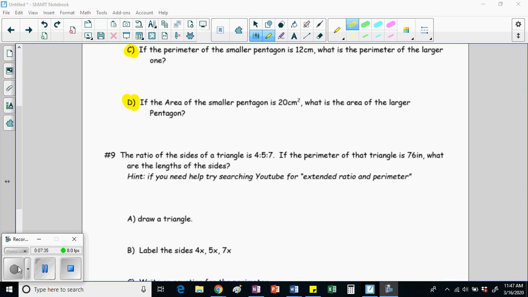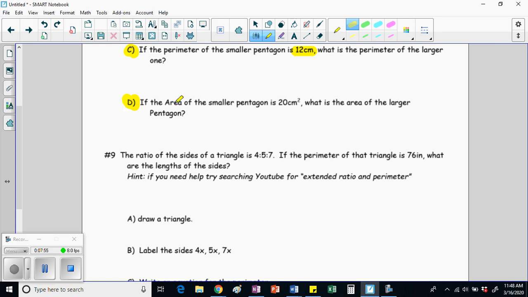Now, starting at problem C, I'm going to ask you to use the scale factor to calculate the perimeter. But we basically do the same thing. The perimeter of the small one is 12. We want to find the perimeter of the large one. Simply multiply by the appropriate scale factor. Make sure you're doing it right, because the measurement I'm giving you is for the small one, so your result should be a larger number than the 12.